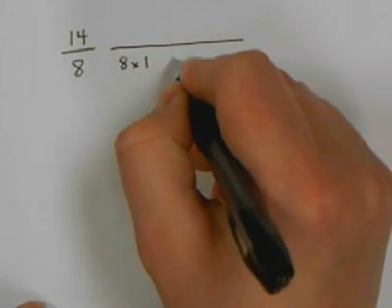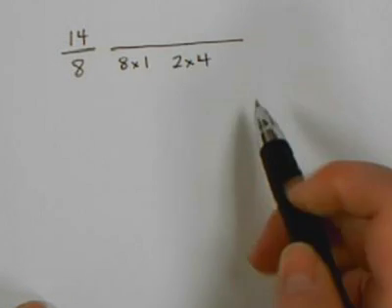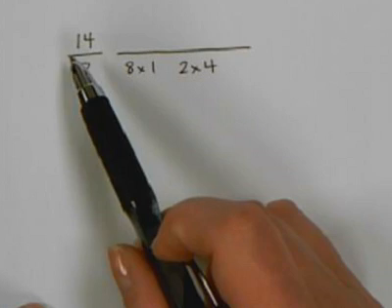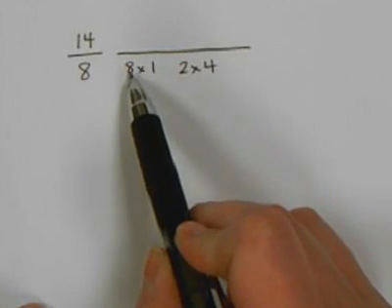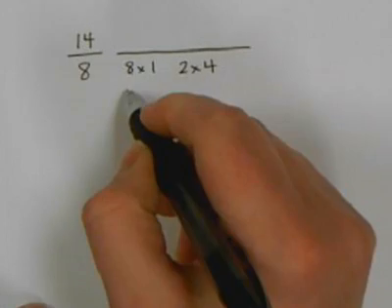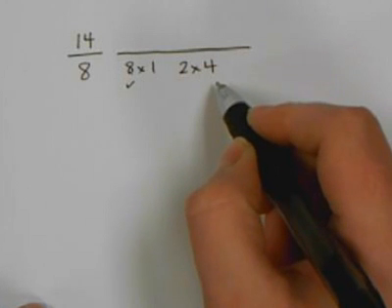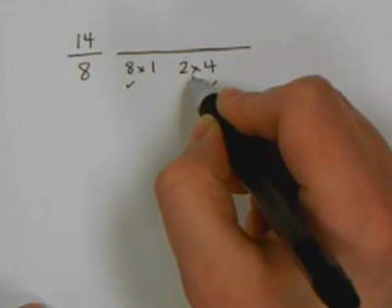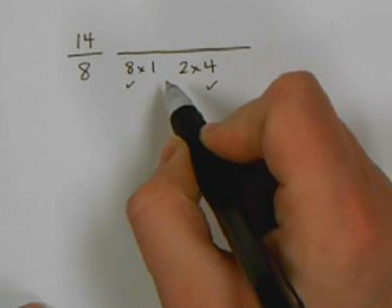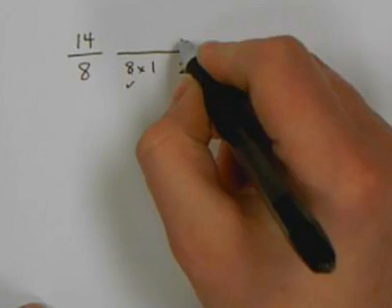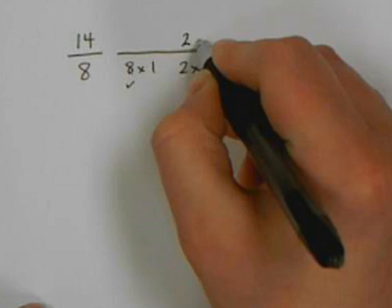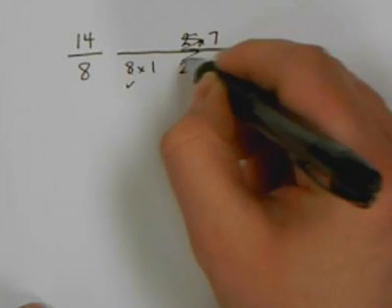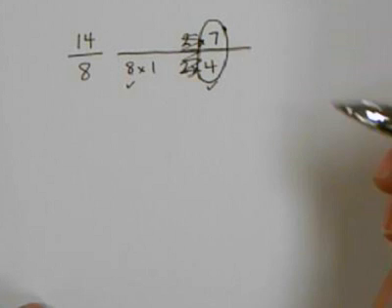Our factors are 8 times 1 and 2 times 4. Then we go through the list and see what number on the bottom can multiply to get the top. We start with the biggest number. Does anything times 8 give me 14? No. So we check it off and move to the next biggest number. Does anything times 4 give me 14? No. So we check it off and move to the next biggest number. Does anything times 2 give me 14? Yes. 2 times 7. So we put our 2 above the 2, times above the times, and 7 above my 4. Then we lose what's the same and keep what's different, 7/4.